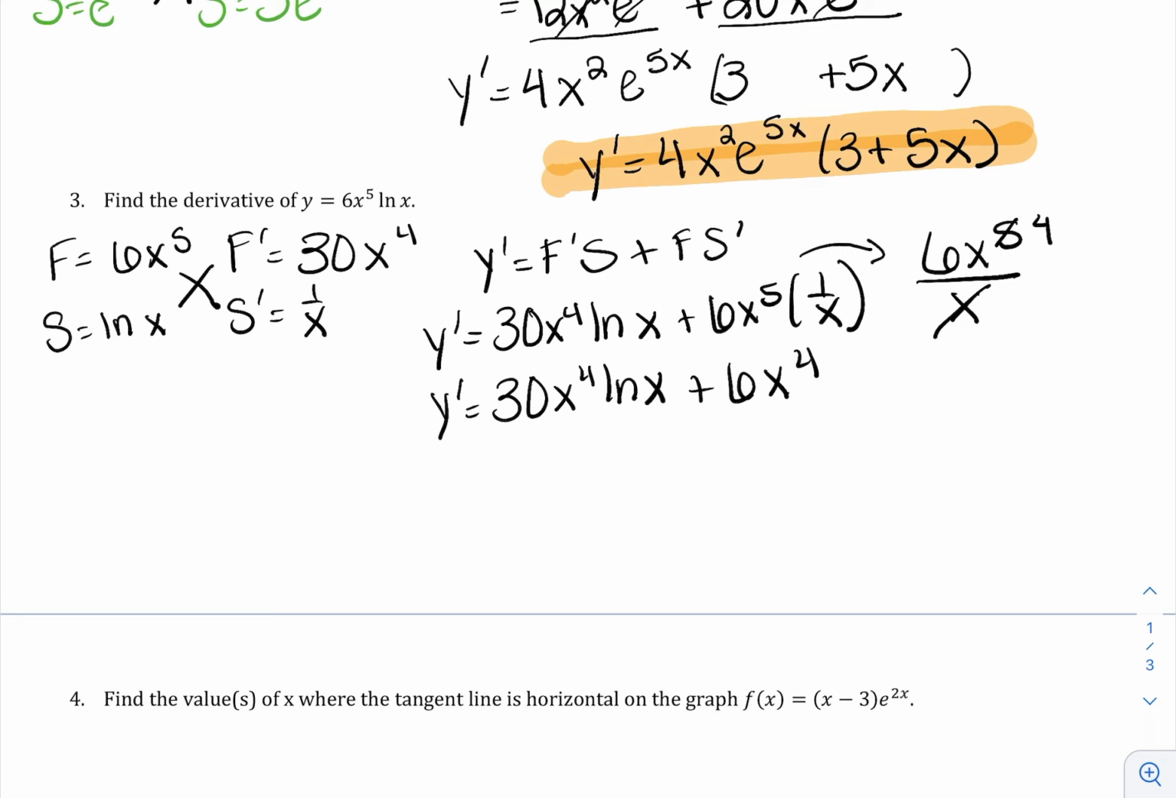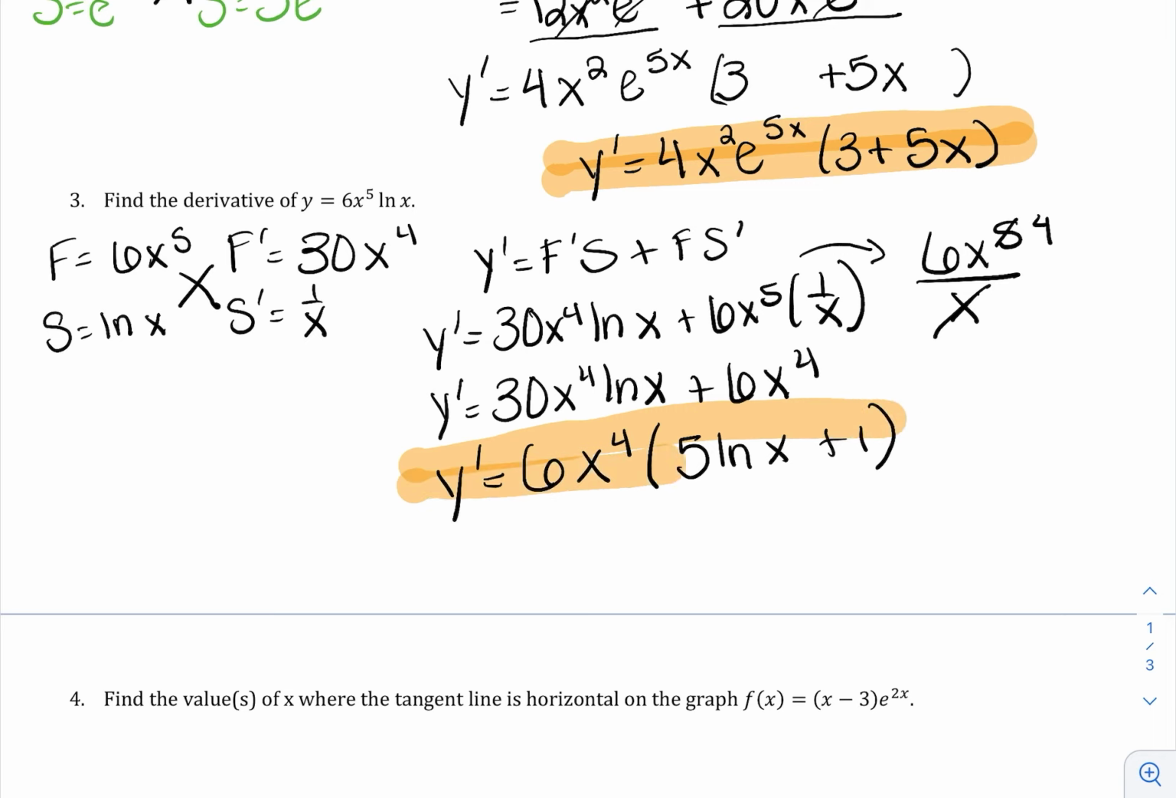But I see a greatest common factor I can factor out. From 6 and 30, I can take out a 6, and I can take out an x to the 4th. So in the first term, I'll be left with 5 ln of x, because if I take out a 6 from 30, I'm left with 5, and I took out all the x's. And from the last term, I'm left with a 1. It's not 0, right? Because remember, when you distribute it back in, it has to become 6x to the 4th. So if you can factor out everything, you're left with a 1, not a 0. And here's my factored form.